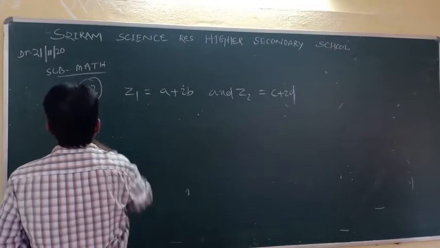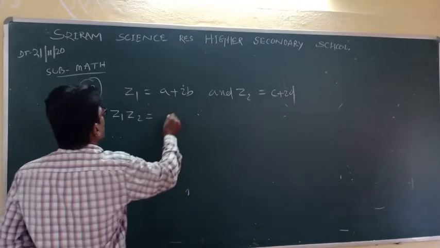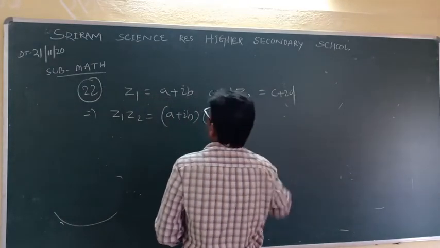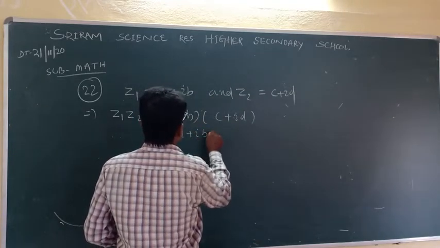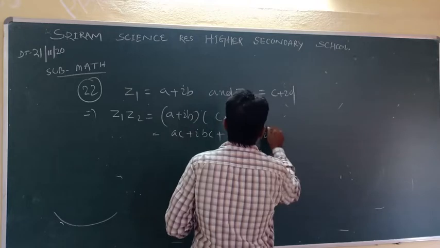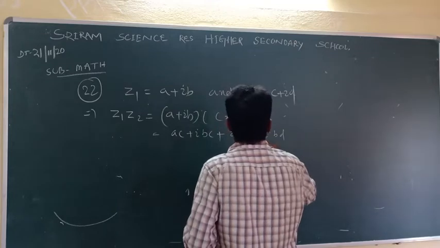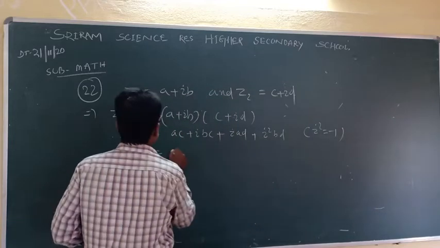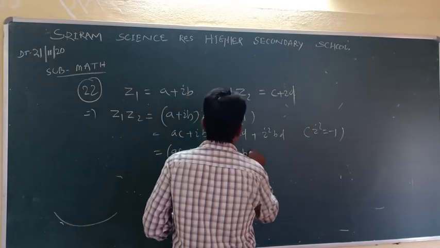Now z1 into z2, simple multiplication, a plus ib whole into c plus id. You look, a into c is ac, plus a into id is iad, plus ib into c is ibc, ib into id is i square bd. Do you know i square? The value of i square is equal to minus 1. So here it becomes minus bd. ac minus bd, taking i common, bc plus ad.